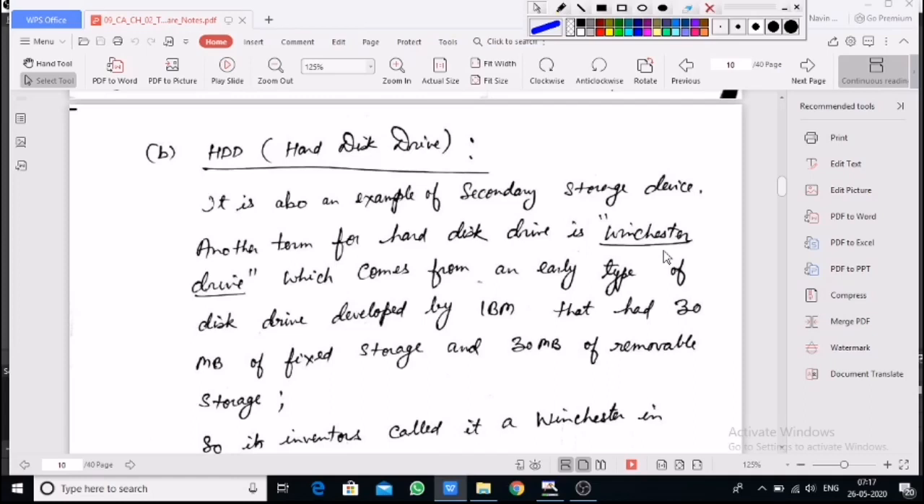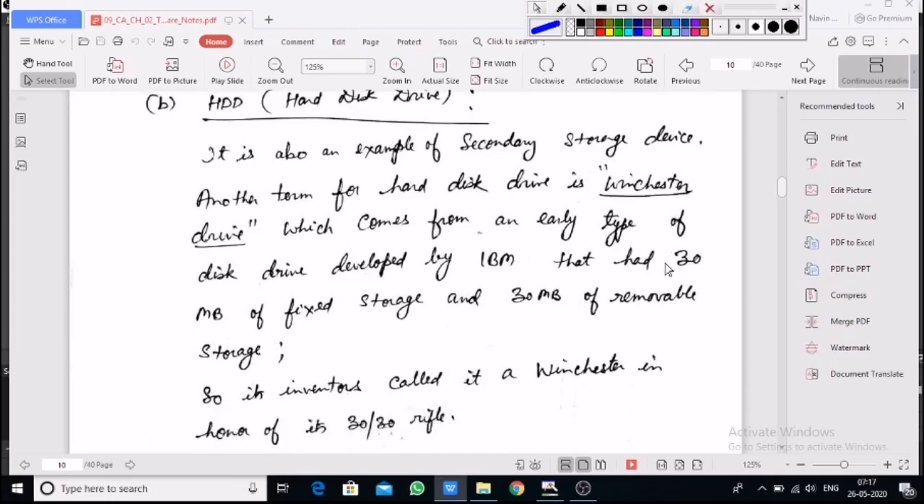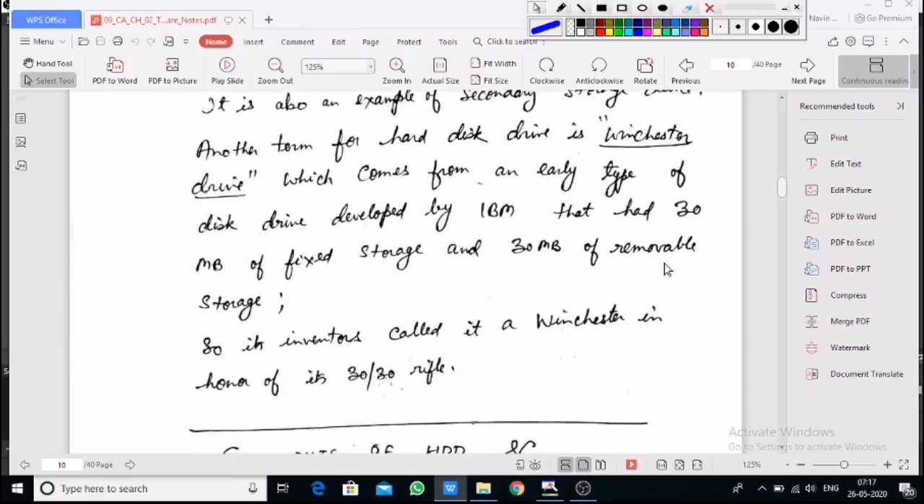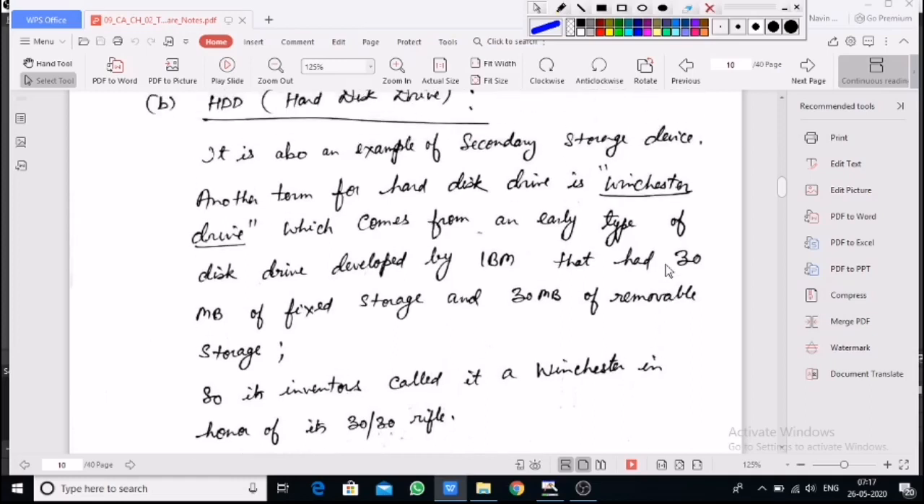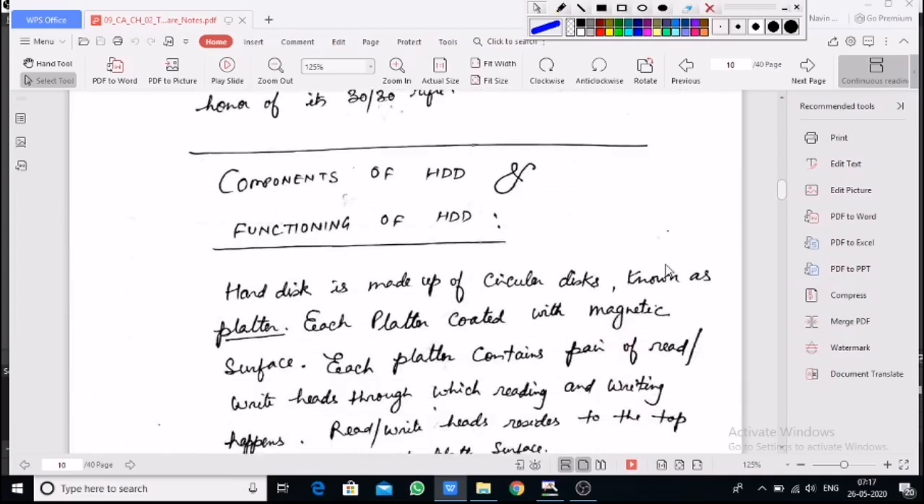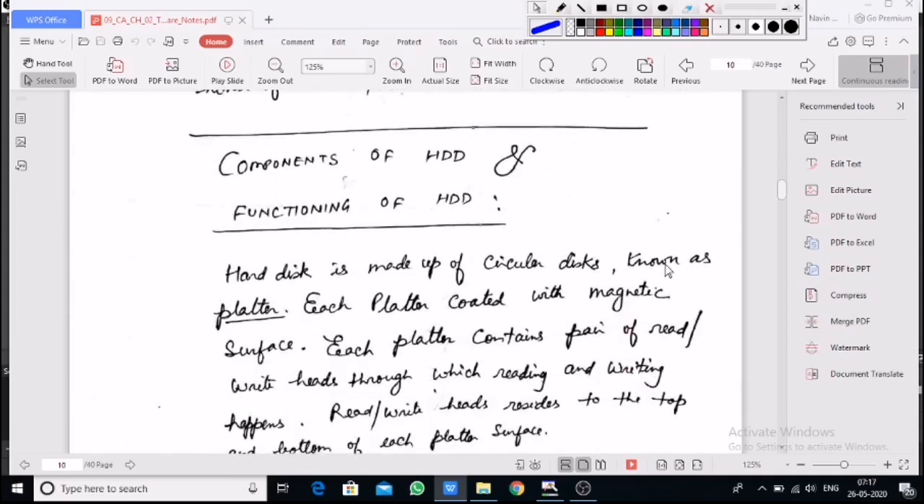The same thing happened with the Winchester rifle also, right? That was known as the 30-30 rifle. Some technology was there through which it was known as the Winchester 30-30 rifle, which was very popular. That is why it is named the Winchester drive also.